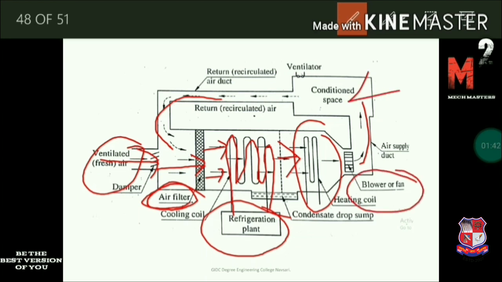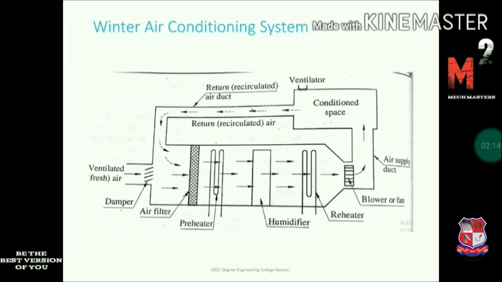In the conditioned space, when the cold and humid air enters, it absorbs the heat. Then the hot air is again transferred to the refrigerant plant. Like this the cycle works. So here we mainly achieve the process of cooling and dehumidification, and the main condition is that the cooling coil temperature is less than the dew point temperature of air.